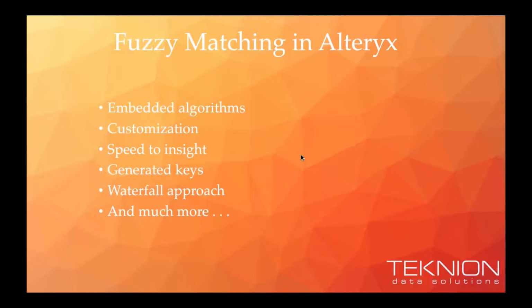So fuzzy matching in Alteryx, it's a great tool. This tool is one of the best I've seen for fuzzy matching, and I've seen a lot of software. It does have these really wonderful embedded algorithms, and I'll talk a little bit about those today as well. You can customize your fuzzy match process. You can decide how you want the punctuation to be stripped, for example. You can change your threshold for your match scores and so on. You can get that speed to insight, of course, with Alteryx, which runs blazingly fast in virtual memory. So it's one of the reasons I do my fuzzy matching in Alteryx.